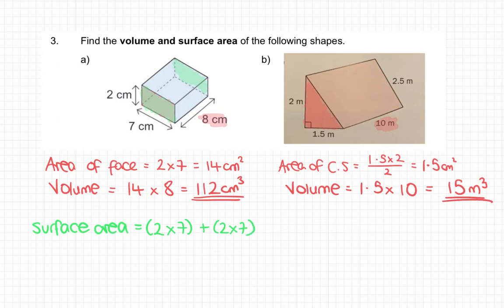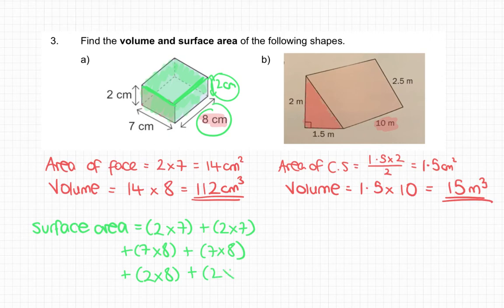And then if I do the top, this top one will be exactly the same as the one on the bottom. So I'll have 2 of those, the top and the bottom. And this is a rectangle again, that length is 7, that length is 8. So that's 7 times 8 plus 7 times 8. And then the 2 sides, this side and the one on the opposite side, the height's 2 by 8. So then I'm doing plus 2 by 8 plus 2 by 8.